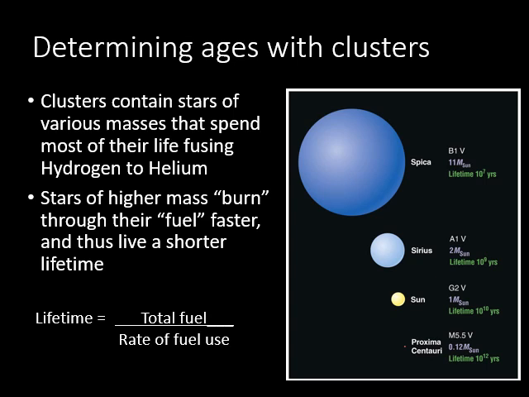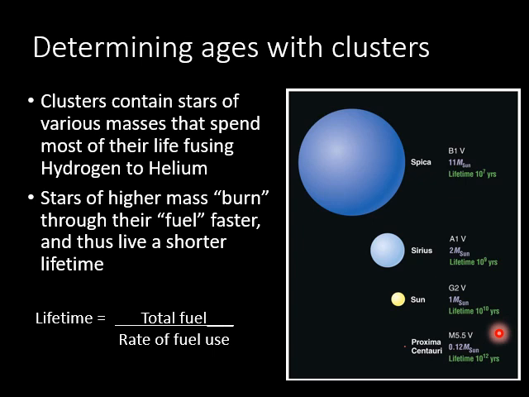If you take a look at the cartoon on the right-hand side, we have a couple of stars shown here, along with their sizes and their average lifetimes. We have a star called Spica, a bright blue star that you can see in the sky. It's about 11 times the mass of our sun, and it has a lifetime of 10^7, or 10 million years. If we go to a star like Sirius, smaller, only 2 times the mass of our sun, it has a lifetime of 10^9, or 1 billion years. Our sun at 1 solar mass has a lifetime of 10 billion years.